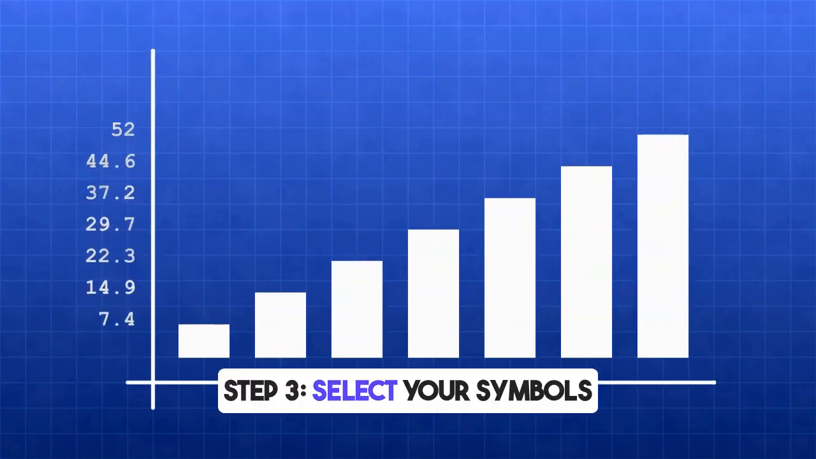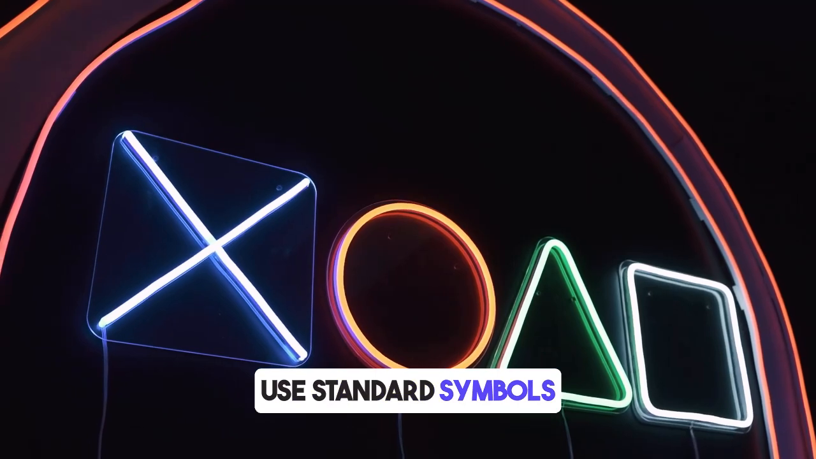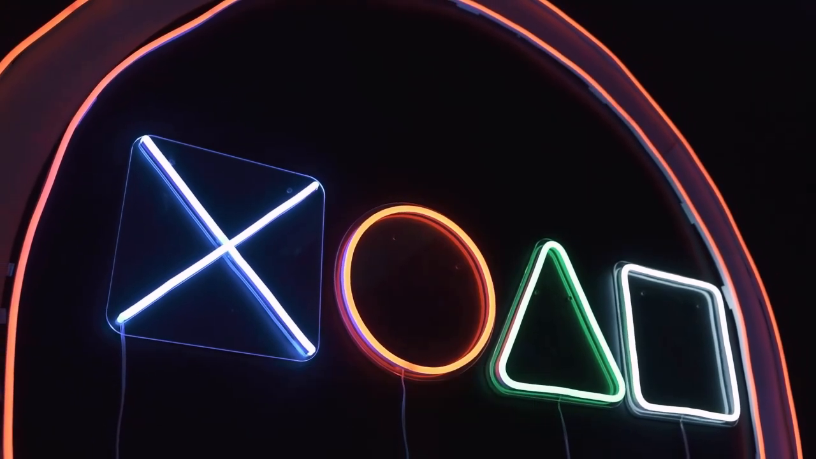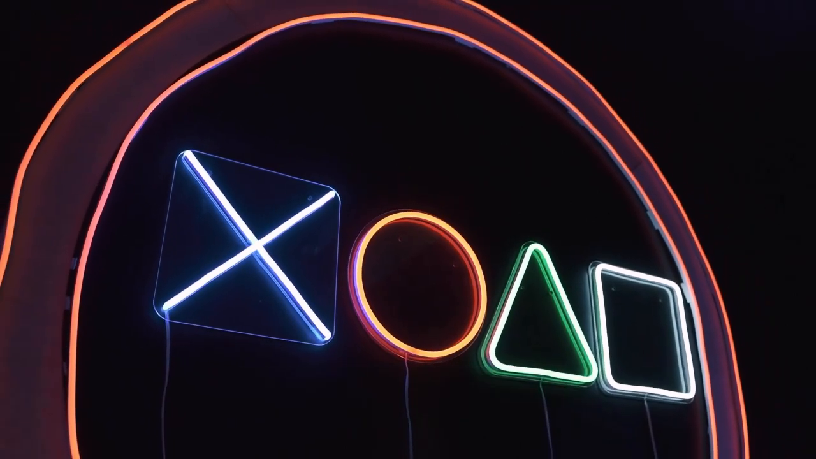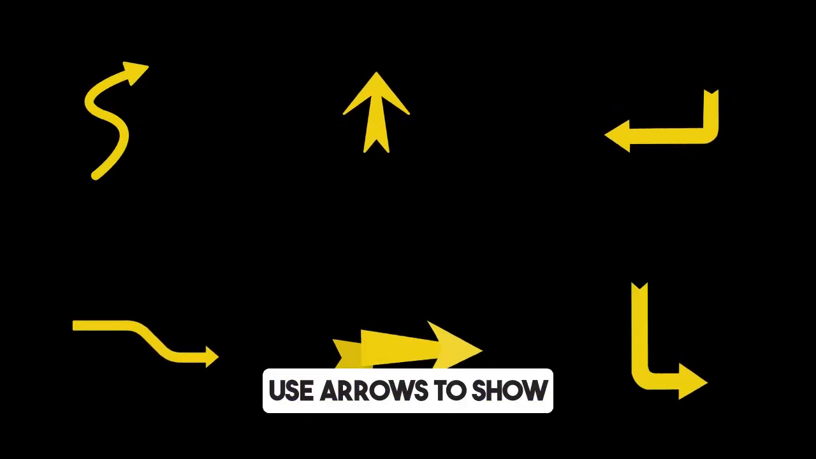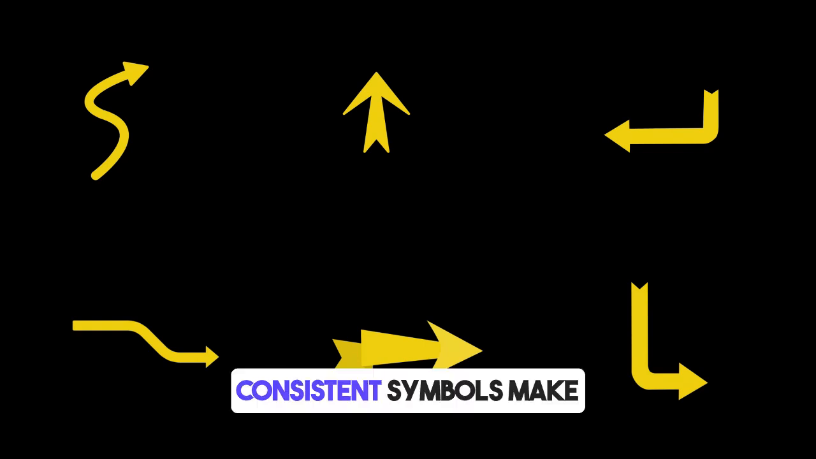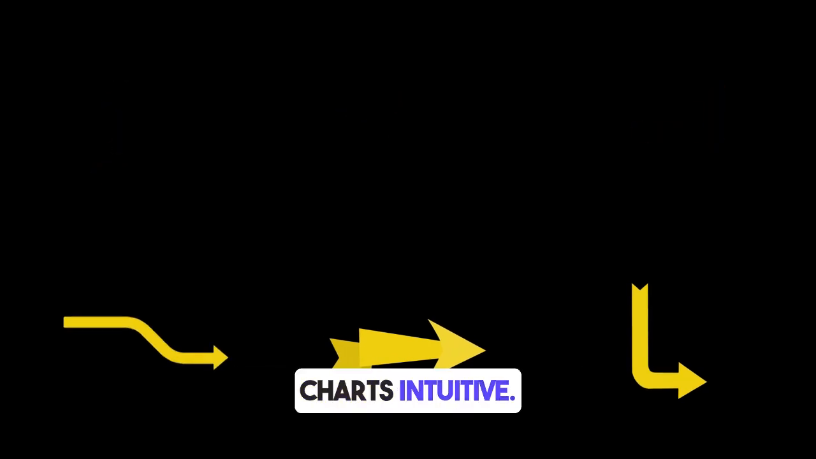Step 3. Select your symbols. Use standard symbols to avoid confusion. Use rectangles for tasks. Use diamonds for decisions. Use circles for start and end points. Use arrows to show the flow direction. Consistent symbols make charts intuitive.